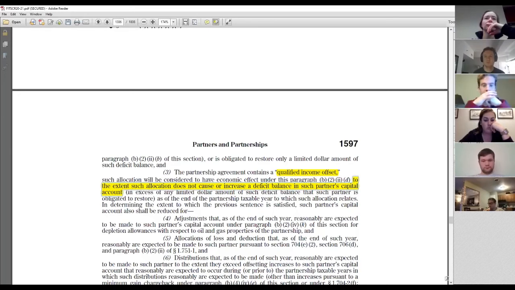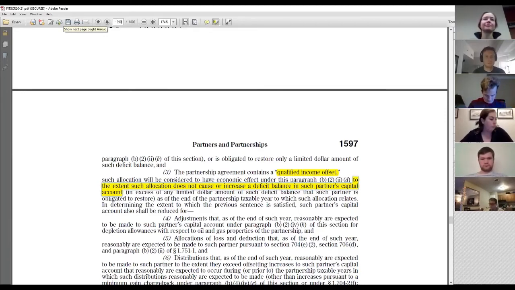Let's see how this works in that reg example. So we're going to toggle between this alternate effect language and this reg example 1.704-1(b)(5), which is our list of examples. And then we're in example 1.